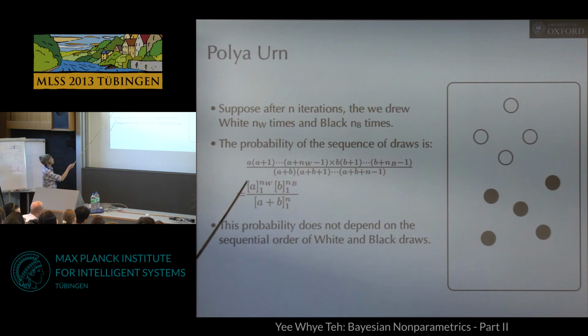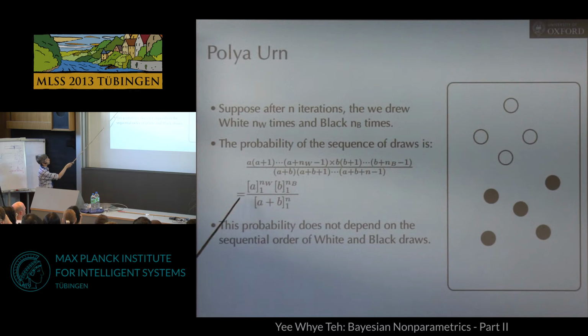Suppose that after n iterations, we actually drew n_w white balls and n_b black balls. And you could ask, what's the probability of this sequence of draws of whites and blacks, of this sequence of colors, basically? You can multiply all the conditional probabilities together, and that gives you the probability of this sequence of draws.